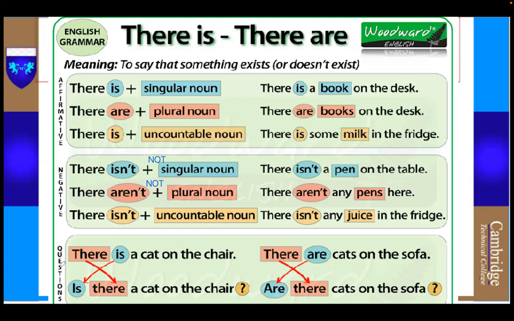So here we have there is a cat on the chair. If we want to make a question, we simply change the location. So there becomes second and is becomes first. So, is there a cat on the chair? And the same thing for are. Are there. You see, it's very, very simple. Any questions here?